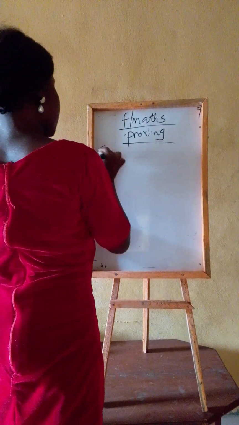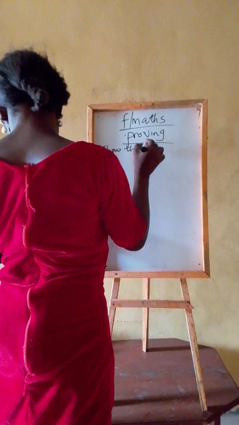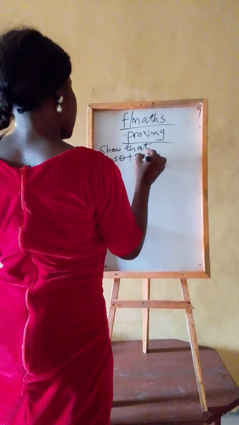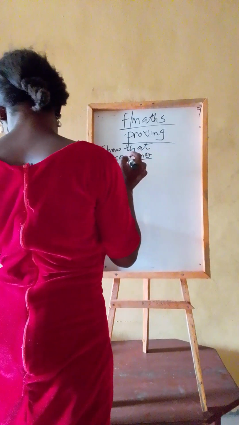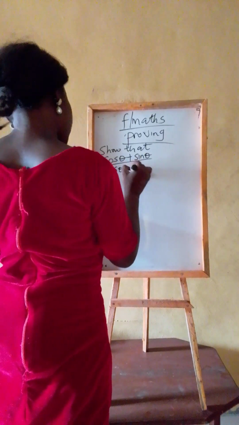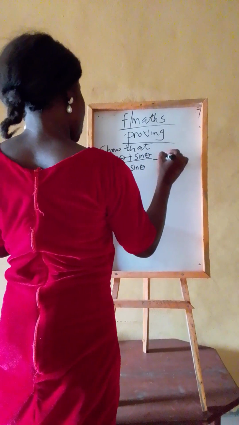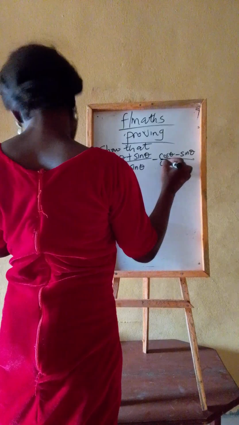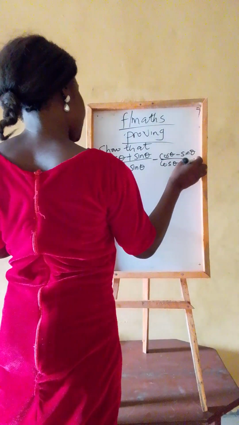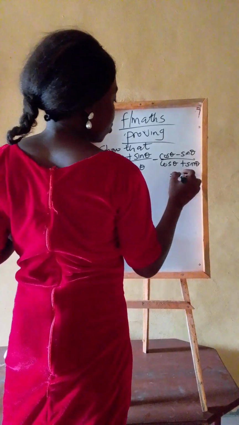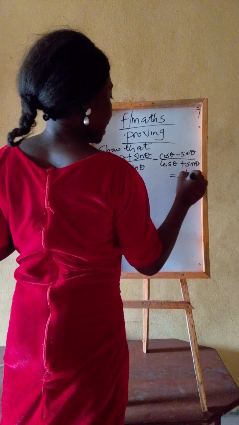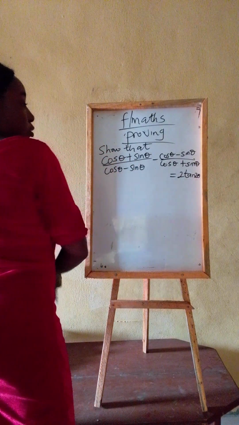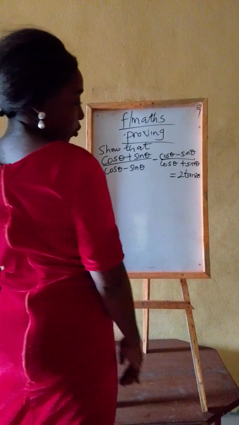So, as I showed, we want to prove that (cos theta plus sin theta) over (cos theta minus sin theta) minus (cos theta minus sin theta) over (cos theta plus sin theta) equals 2 tan 2 theta. So, what do we do?